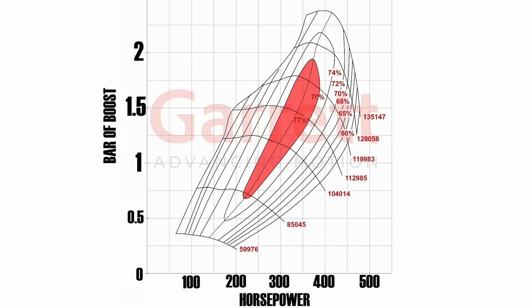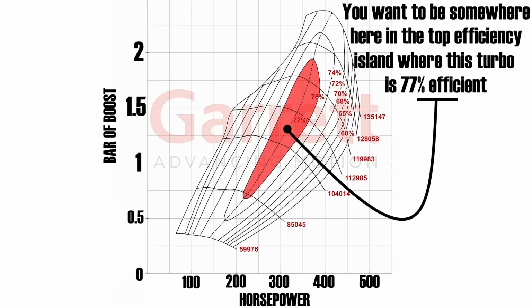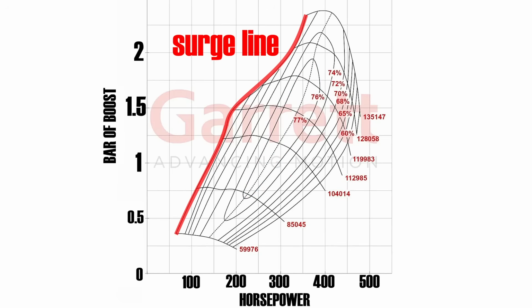And you want to be somewhere here in the top efficiency island where the turbo is most happy and most efficient. The more efficiently a turbo operates, the less heat it adds to the air and the more power we make. This is your surge line, and this is your choke line.